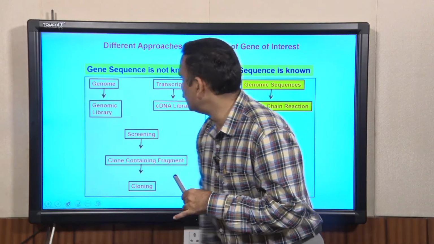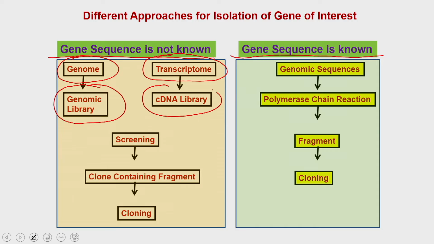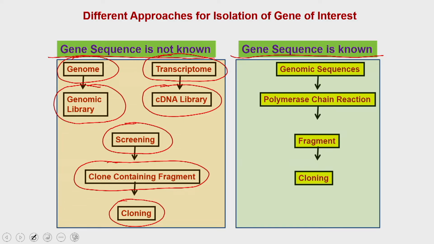So, we discussed the conditions: the condition when the gene sequence is not known, and the condition when the gene sequence is known. When the gene sequence is not known, you either have the flexibility of getting the gene from the genome by generating a genomic library, or, if the protein is getting expressed, you can use the transcriptome and generate the cDNA library. Ultimately, you are going to screen either of these libraries, and then you get the clone containing your fragments, and that you can use for cloning reactions.